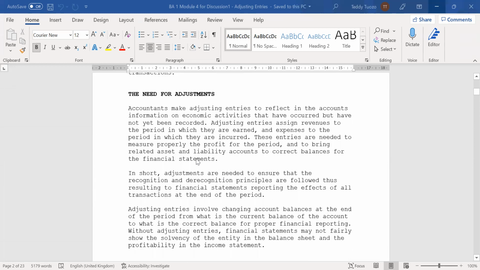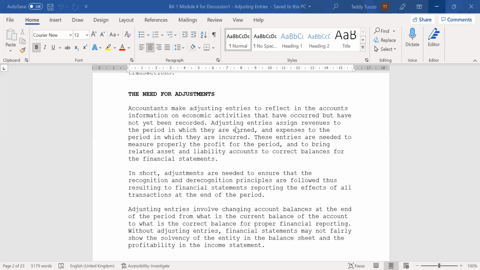Why is there a need for an adjustment? Accountants make adjusting entries to reflect in the accounts information on economic activities that have occurred that have not yet been recorded. Although there are some that have actually been recorded, we still have to prepare adjusting entries. Adjusting entries assign revenues to the period in which they are earned and expenses to the period in which they are incurred. These entries are needed to measure properly the profit for the period and to bring related asset and liability accounts to correct balances for financial statements.